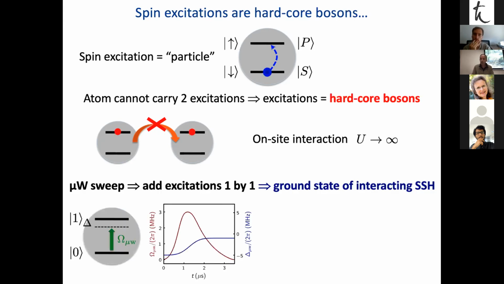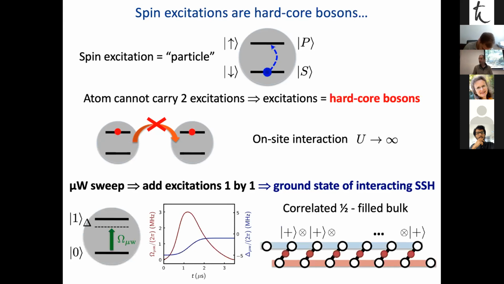So how do you access this regime? Well, you use again the microwave. The microwave is a way to add one by one the excitation in the system. So you transfer some atoms, all in S, into P states one by one. And so essentially what we've done is we've filled... it turns out that the ground state of the system of interacting hardcore bosons is obtained when you have filled halfway the bulk.